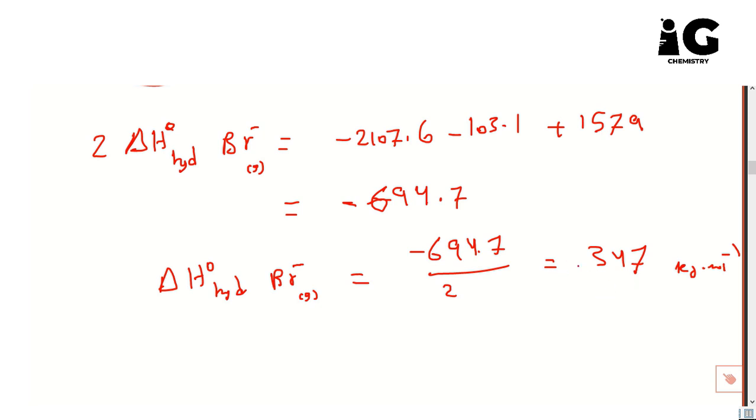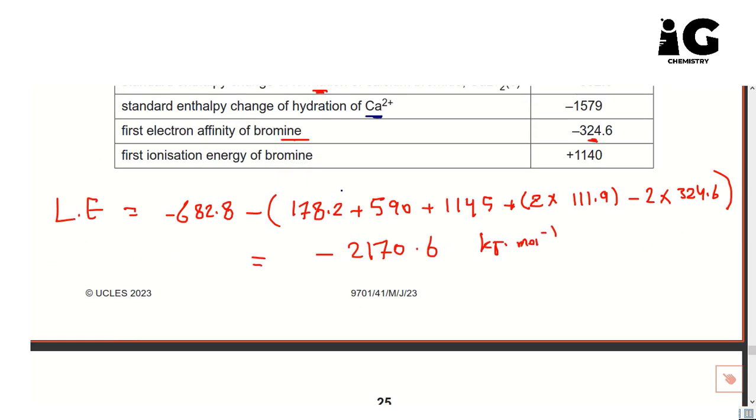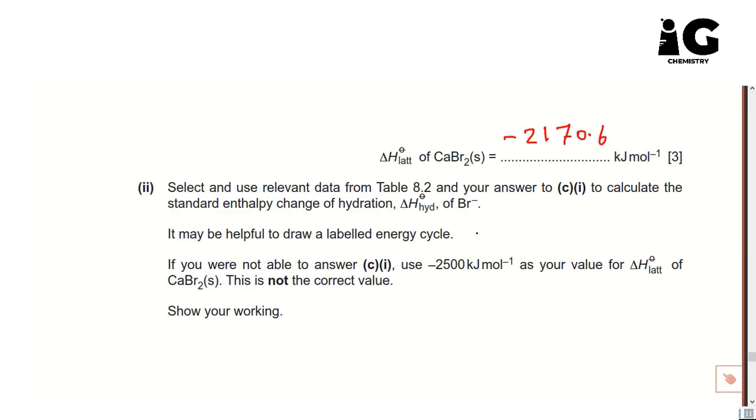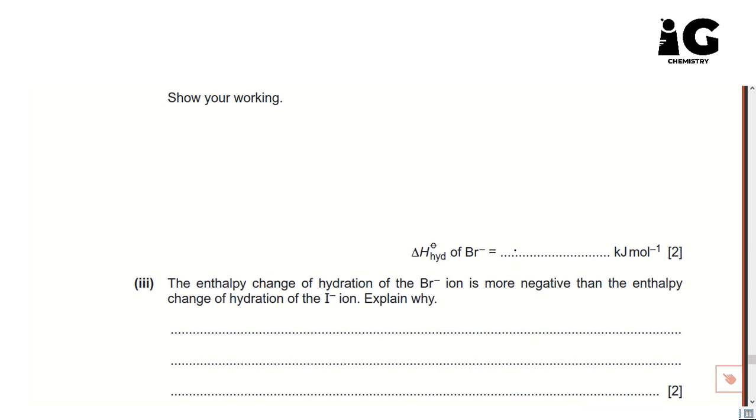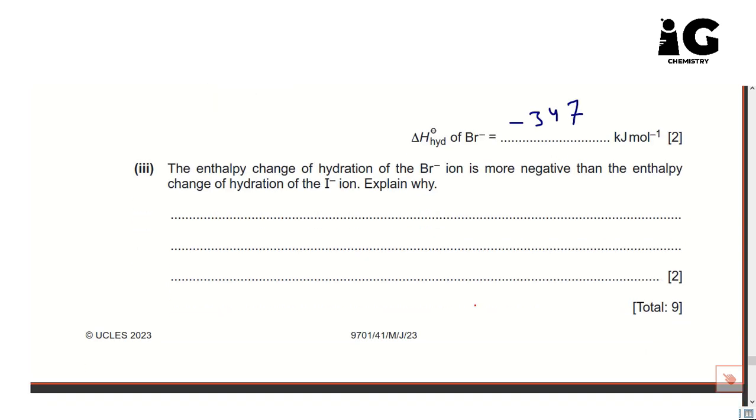And also remember, this is negative. It must be negative here because enthalpy change of hydration is negative as well. Okay, so we can copy this negative 347, and also you should show your work. So this is negative 347 kilojoule mole negative 1.